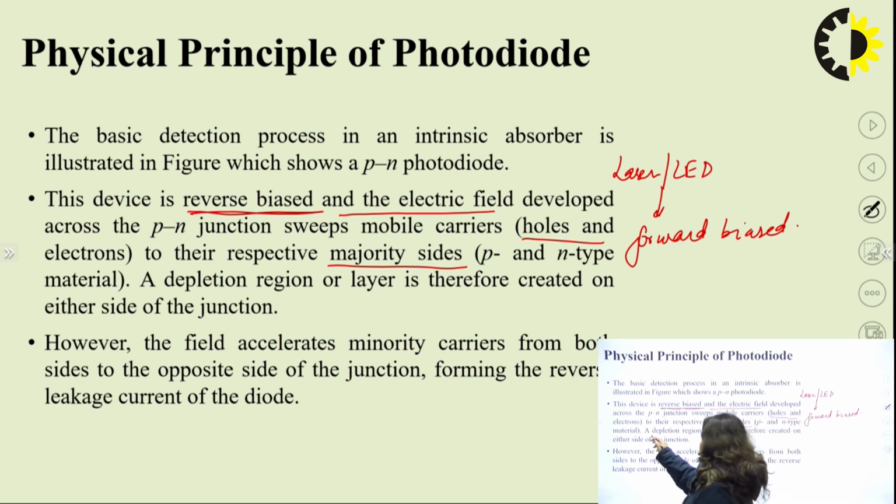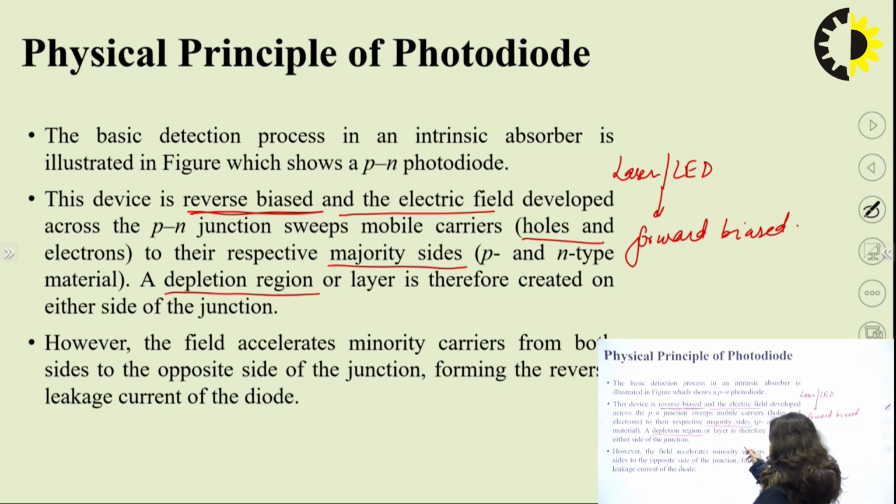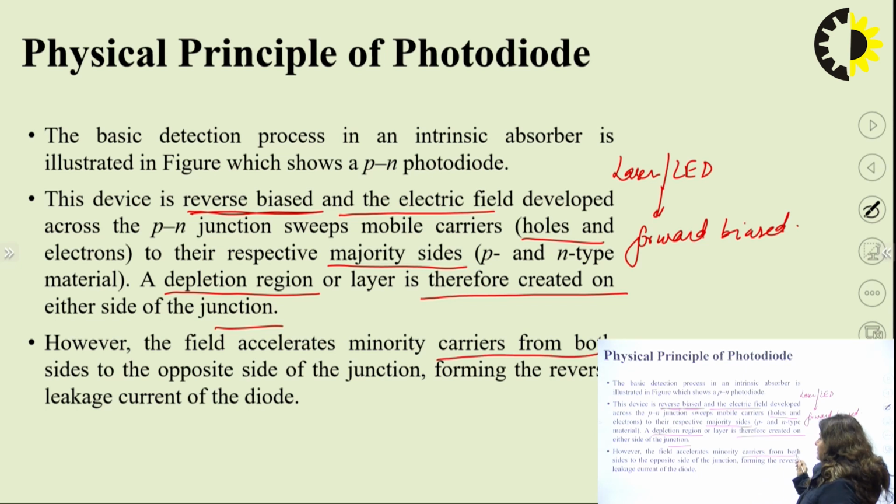A depletion region, also called the active region or layer, is therefore created on either side of the junction. However, the field accelerates minority carriers from both sides to the opposite sides of the p-n junction, forming the reverse leakage current of the diode. So there will be less current flowing through this type of photodiode, and this is called the leakage current or reverse leakage current across the diode.